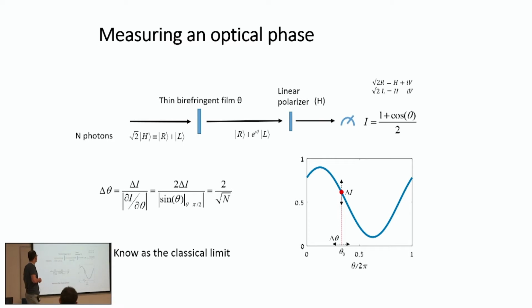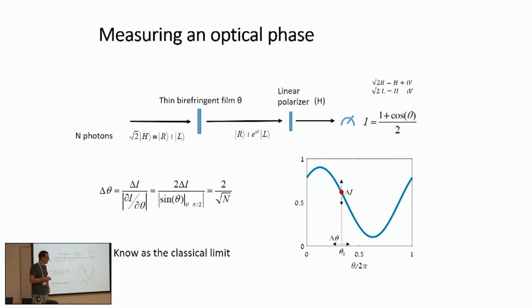So if we transmit a photon polarized H, it will gain a phase of theta to the L component. And now when we project this state on a linear polarizer and measure, the intensity will scale as cosine theta. Okay? And from measuring the intensity, we can deduce theta.